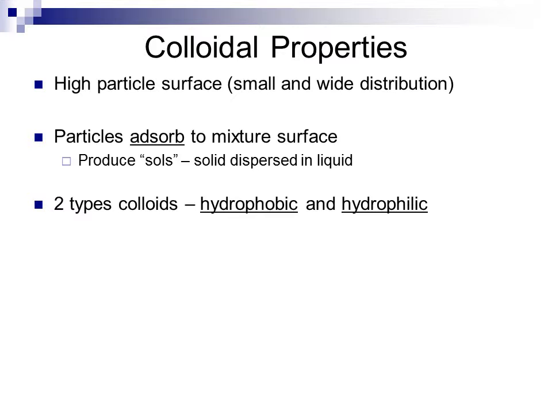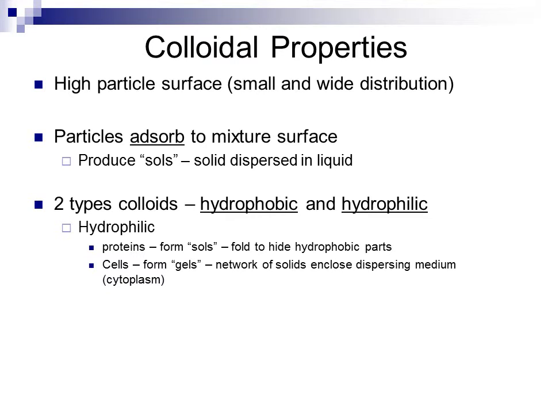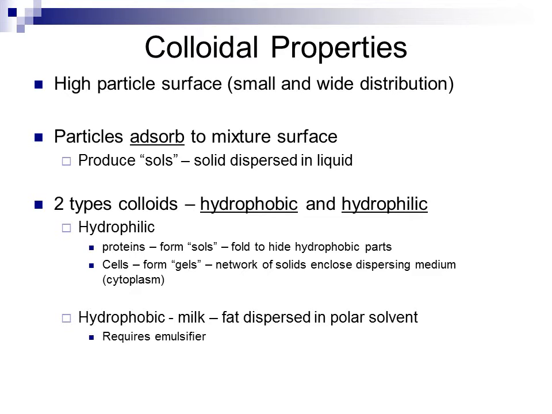There are two different types of colloids, hydrophobic and hydrophilic. Hydrophilic colloids are like water. Things like proteins, for instance, will form sols, these solids dispersed in liquids, by folding to hide the hydrophobic parts and then being suspended throughout the solution. A cell will form a gel, or a network of solid that encloses its dispersing medium, in this case the cytoplasm. Hydrophobic things are things like milk, fat dispersed in a polar solvent.